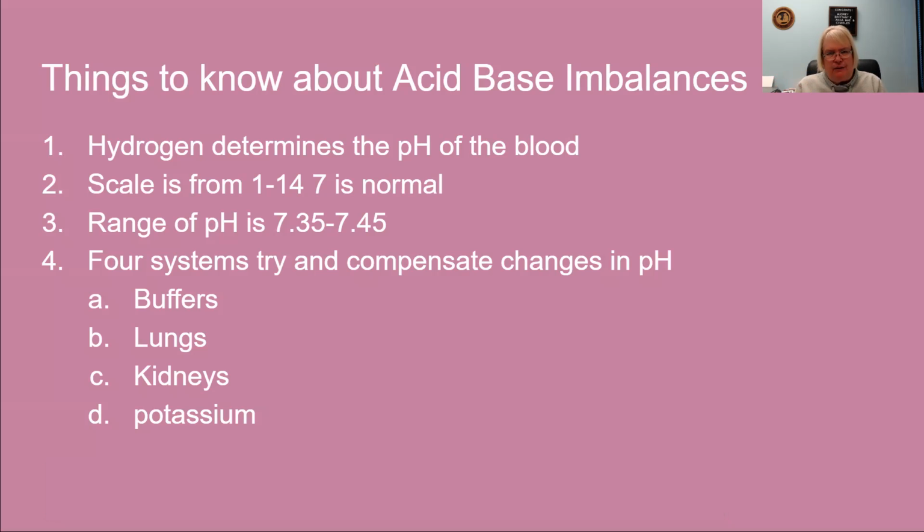So in acidosis, hydrogen goes into the cells and potassium comes out. That gives me hyperkalemia, or high potassium. So with any acidosis, I'm going to see high potassium. Alkalosis, on the other hand, the hydrogen goes out of the cell and the potassium goes in. So with that, I have hypokalemia.